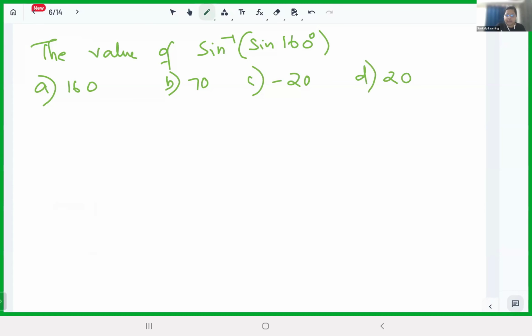Again, it is that property. The property is applicable, isn't it? Sine inverse of sine 160, the answer will be 160. Is that right? No.